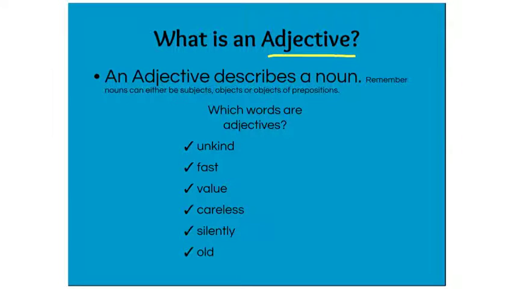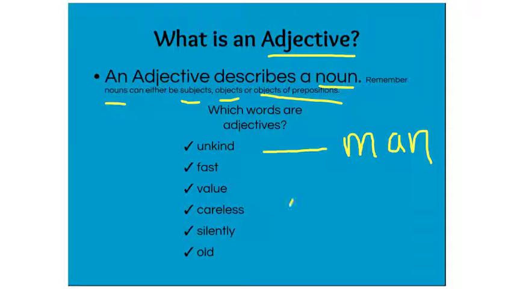What is an adjective? Well, you know that an adjective always gives us information or describes a noun. And we also know that nouns are found as subjects, objects, or objects of prepositions. So which of these words are adjectives? Well, a good way to identify whether a word is an adjective or not is to use this little pattern. If you can put the word here and it makes sense, then you have an adjective.